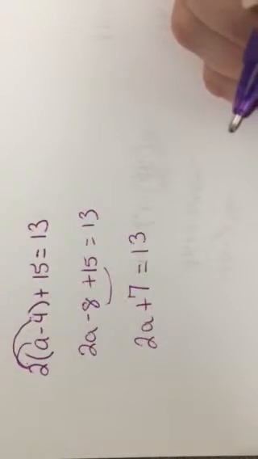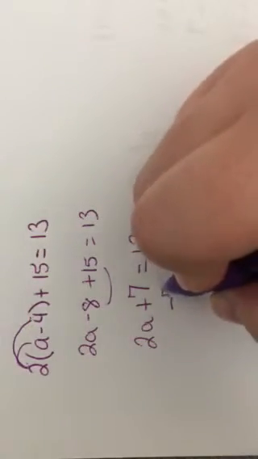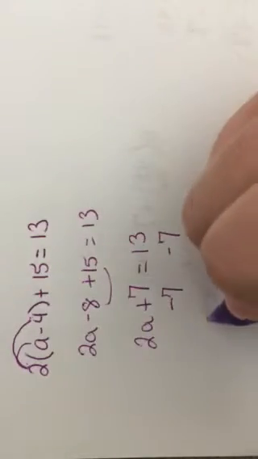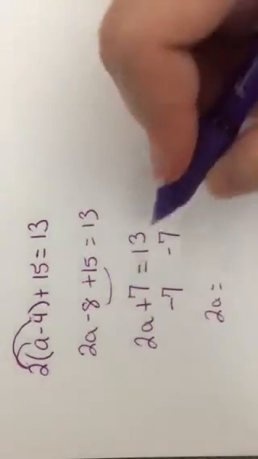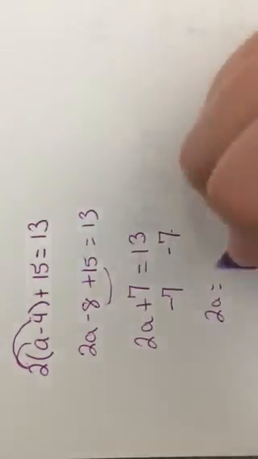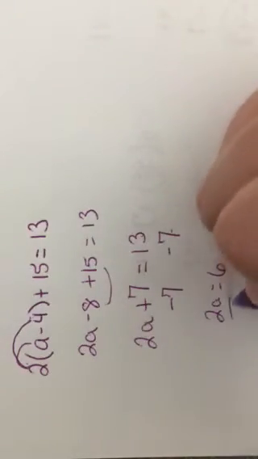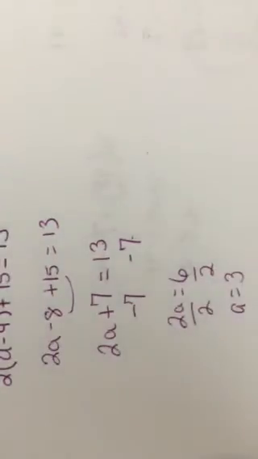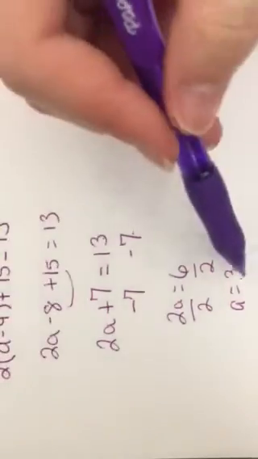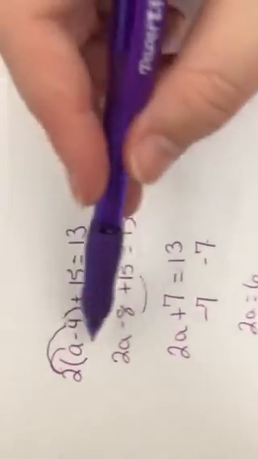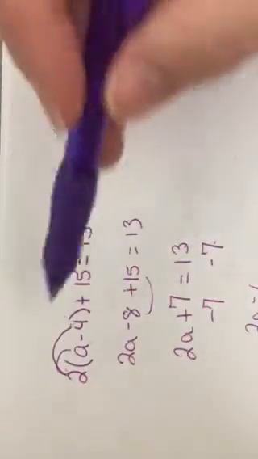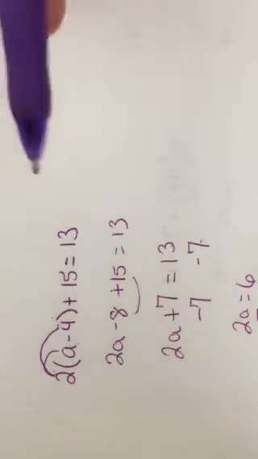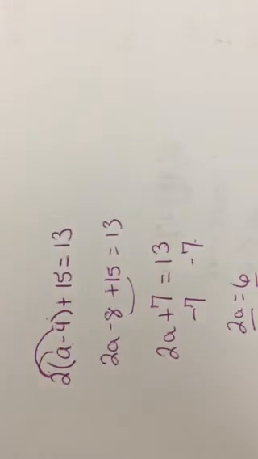What do I do next? Hopefully you're thinking, or maybe even you said out loud, minus 7. So you get 2a equals, what is 13 minus 7? Good, it's 6. And then we're going to divide both sides by 2. a equals 3. Again, you can take this 3, substitute it back into your equation, and check to make sure both sides of your equal sign balance out. As long as you get the same thing on both sides of the equal sign, you've done your work correctly.